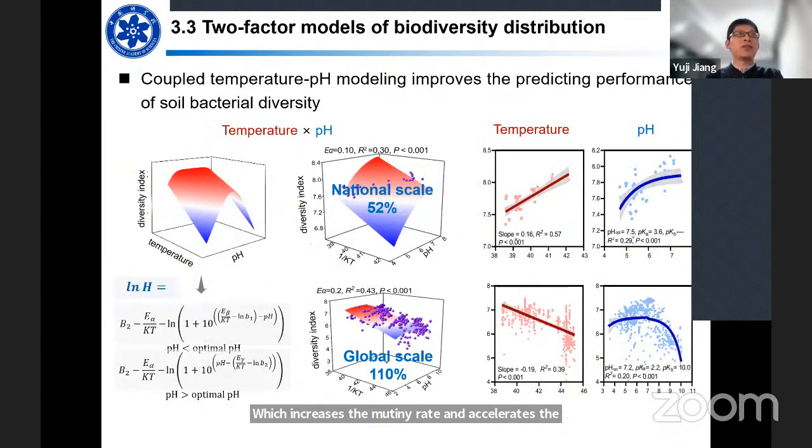At the national and the global scales, we innovated a coupled two-factor model with the temperature and the pH for predicting the soil bacterial diversity. Compared with the single factor models, its predicting performance was improved by 50% to 110%, providing a new model for predicting the distribution of the soil animals and the microbial diversity.